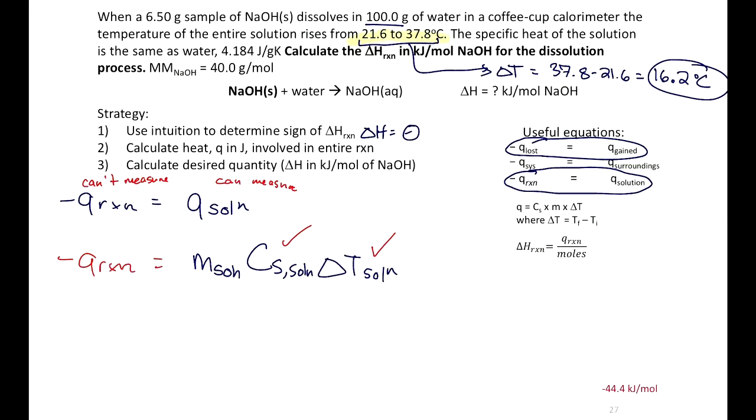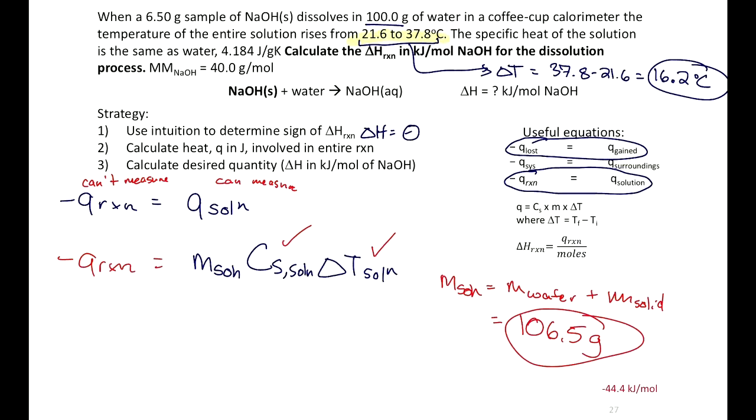Everything in your cup. 100 grams of water and 6.5 grams of the salt. So the mass of your solution is the mass of your water plus the mass of the solid here. So the mass of your solution is actually 106.5 grams, not 100 grams. If you think about what's in your cup, we have 100 grams of water and 6.5 grams of salt. So the mass of the solution is both of them.